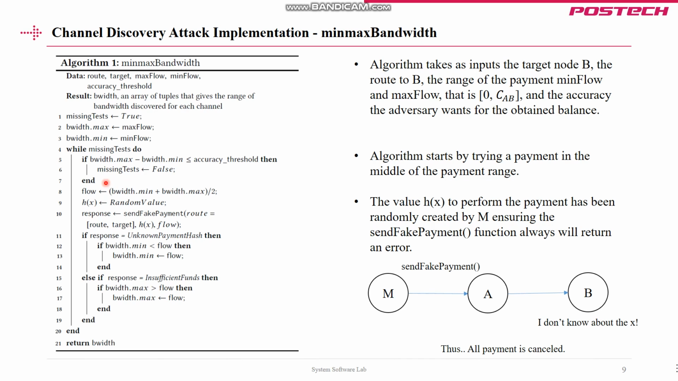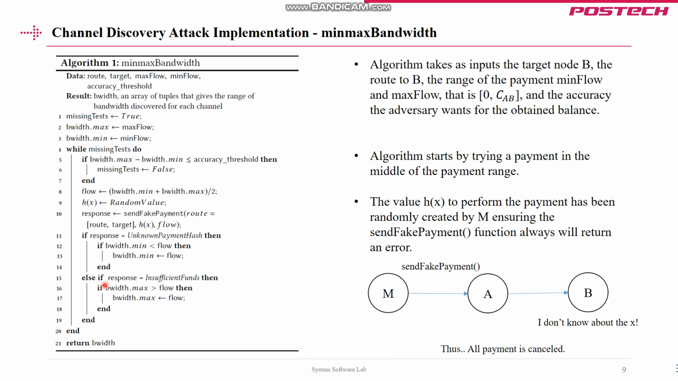So then the flow value is the average of bandwidth min and bandwidth max, and this is a send fake payment, and the adversary should analyze this response. If the response message is unknown payment hash, then the adversary knows that the payment would have been possible. Thus, the minimum bandwidth of the channel can be updated to this new floor, unless its minimum was already greater.